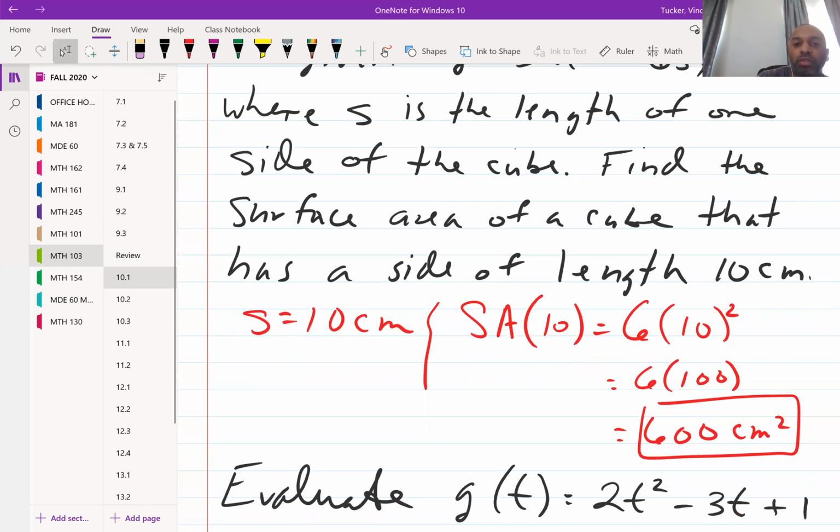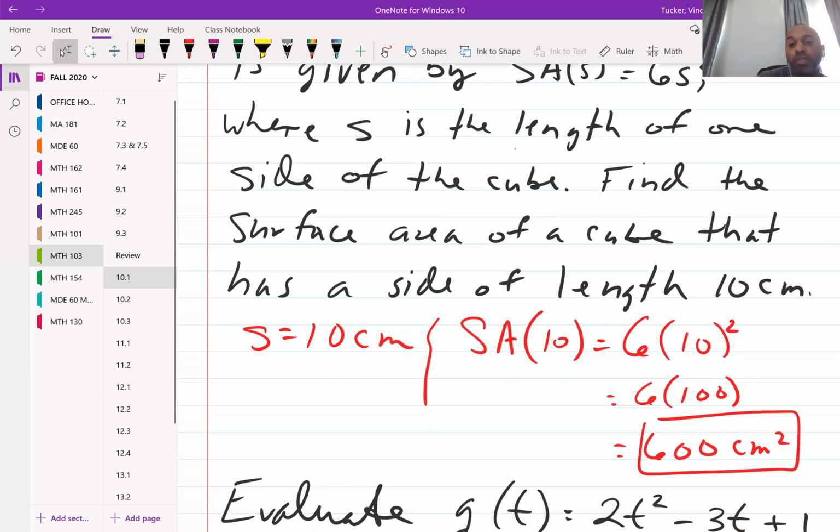All right. So any questions on that? Pretty much all they wanted to do was plug in 10 into that function and then calculate.